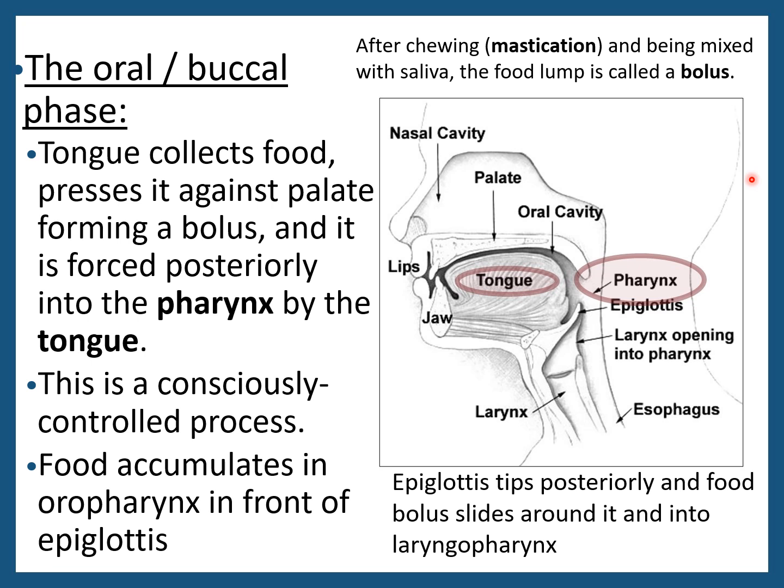So now we have the opening to the trachea closed off. So food isn't going to be able to get into the lungs. And as that bolus is pushed back, the uvula is going to fold upwards and it's going to block off the nasal cavity. So that way food doesn't get up into our nasal cavity. And it will force the bolus to slide around the epiglottis and go into the laryngeal pharynx. So this is the portion of the pharynx that's by the larynx.